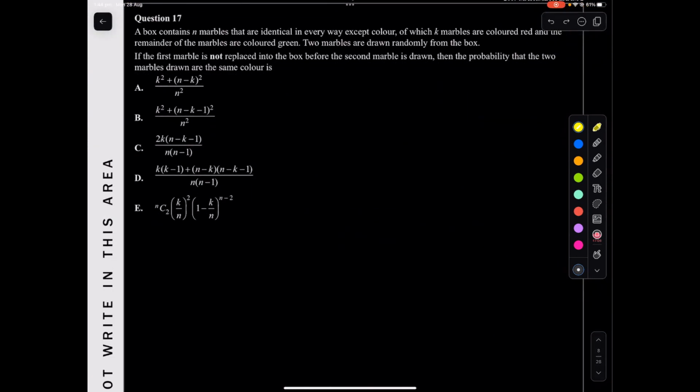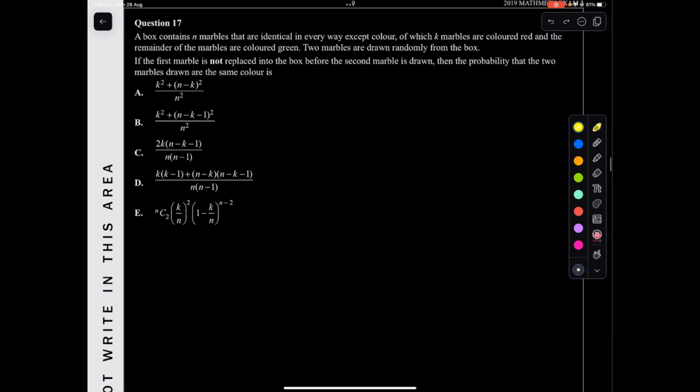Question 17. A box contains n marbles that are identical in every way except color, of which k marbles are colored red and the remainder of the marbles are colored green. 2 marbles are drawn randomly from the box. The first marble is not replaced into the box before the second marble is drawn. Find the probability that the 2 marbles drawn are the same color.